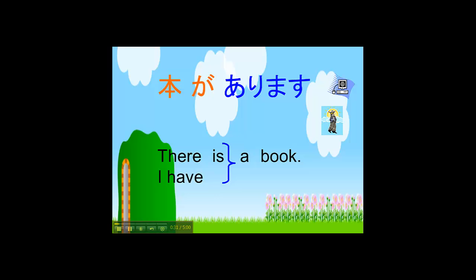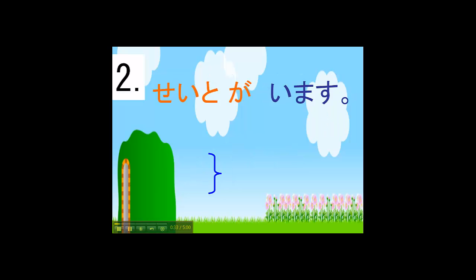A book exists. Let's have a look at the next example. 生徒がいます. Now, あります has changed to います, and that's because 本, a book, has changed to 生徒, a student, and students are alive, they're animate, so they demand います at the end of the sentence. Now we can translate that as well two different ways. There is a student, or I have a student.